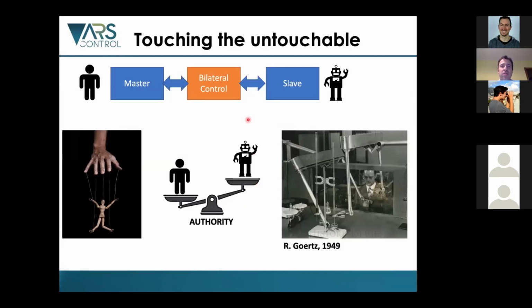Through a teleoperation architecture, the human as a master teleoperates a robot as a slave through a bilateral control architecture. But in standard teleoperation, the slave is really a slave. Basically, the master is a sort of puppeteer that decides completely the motions of the robot. So in terms of authority, the human is in full authority and the robot basically does nothing but replicate the human commands.